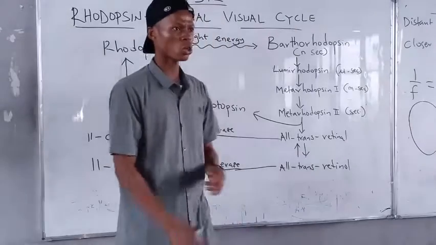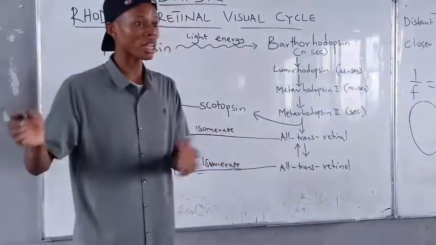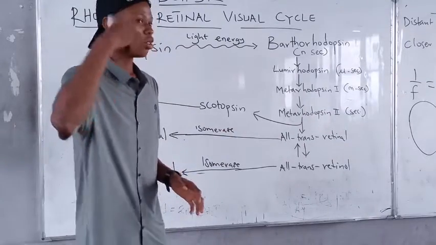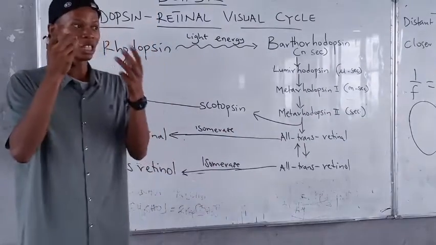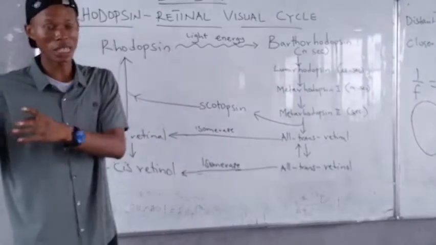And all-trans-retinol, you can tell me what it is? A form of vitamin A, right? Yes. Vitamin A. We are coming to when they say vitamin A is good for your eye. How is it good for your eye? We are gradually getting there.